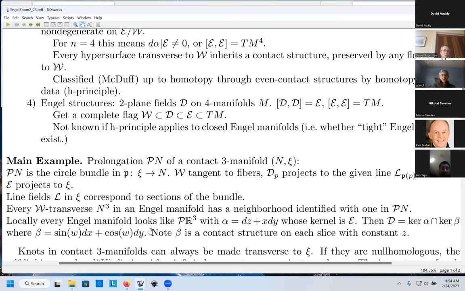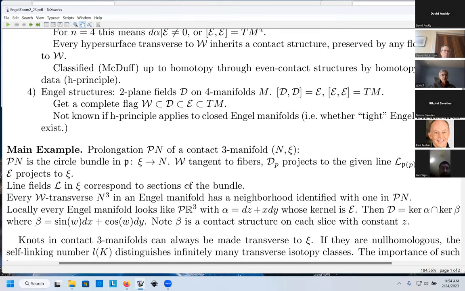And so we make it transverse to the contact planes. Furthermore, if the knot happens to be null homologous, then we can define what's called the self-linking number. It's an integer. It's somehow the unique formal invariant associated to this knot. And that will then distinguish infinitely many transverse isotopy classes of transverse knots. That is, we want to think of two transverse knots as being equivalent if we can isotope from one to the other through transverse knots. And this linking number is an obstruction to being able to do that.